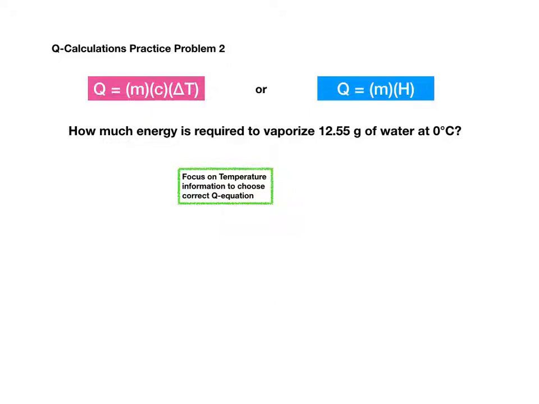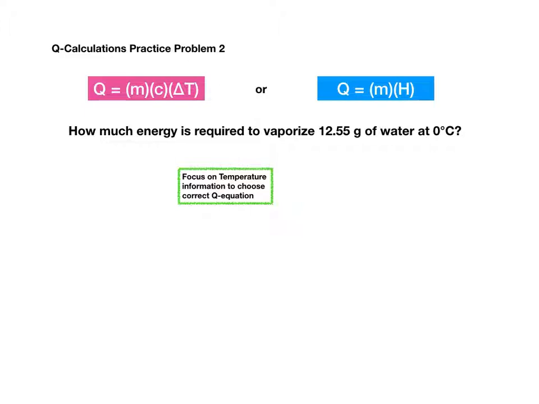Q calculation practice problem 2. So first, read the word problem and figure out what type of information you are given. Our word problem reads, how much energy is required to vaporize 12.55 grams of water at 0 degrees Celsius?